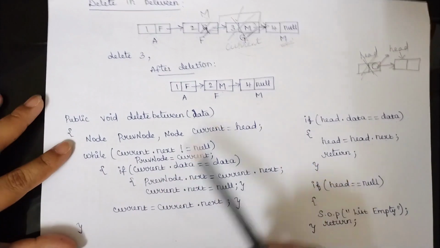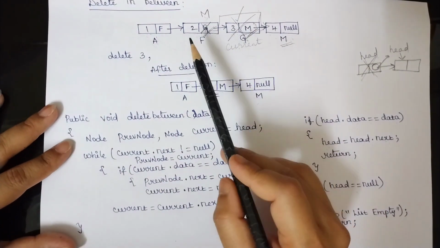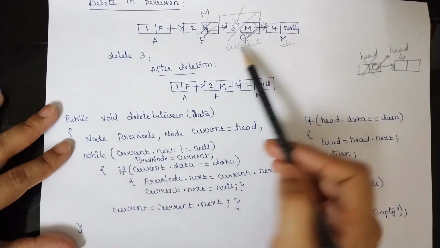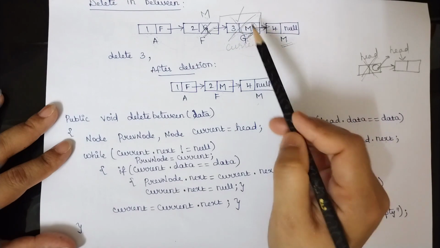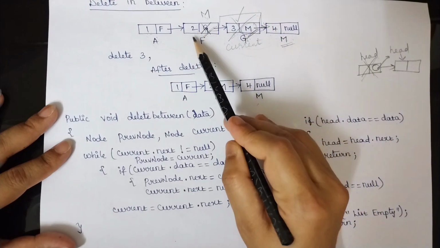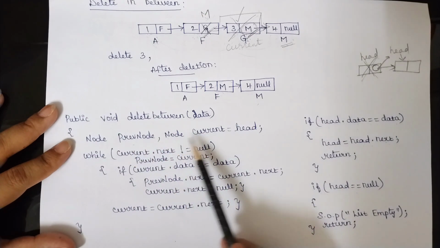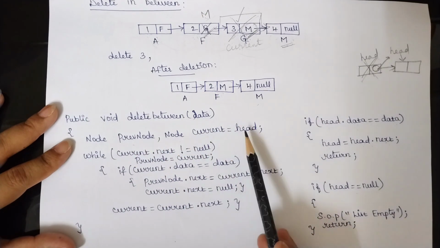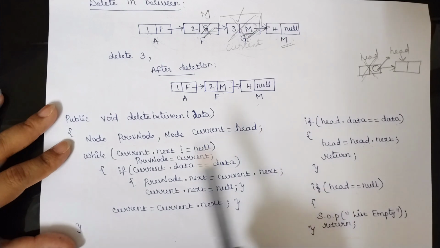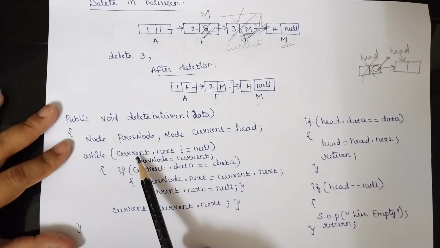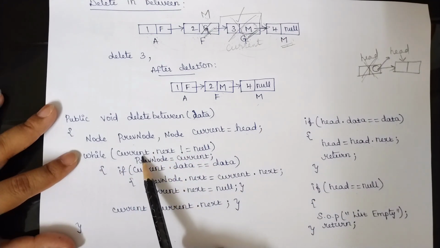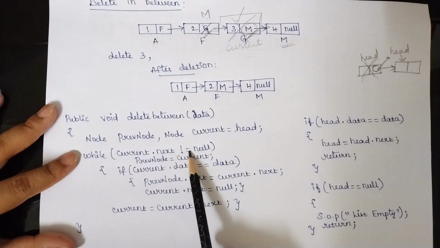Here also I have taken two nodes. One is the previous node and the next one is the current node, because I am going to delete the current node and I want to make a change in my previous node. For that reason, two nodes I have considered. The current node is pointing to the head node. You want to traverse, so for that you are using a while loop, and inside that you are checking the condition current.next not equal to null.